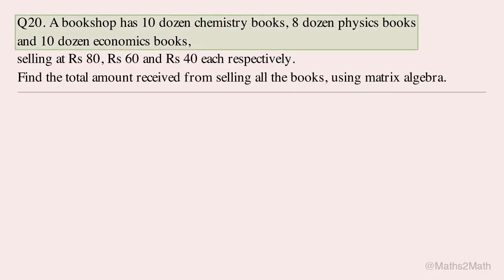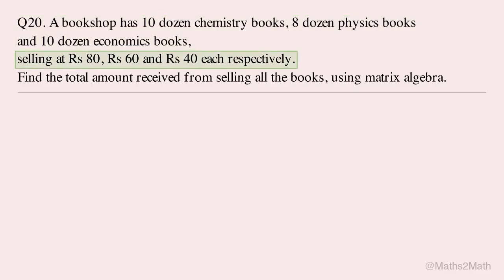Question 20. Counts times prices, a natural row times column product. Prices are 80, 60, and 40 rupees. A row of counts times a column of prices gives the total.